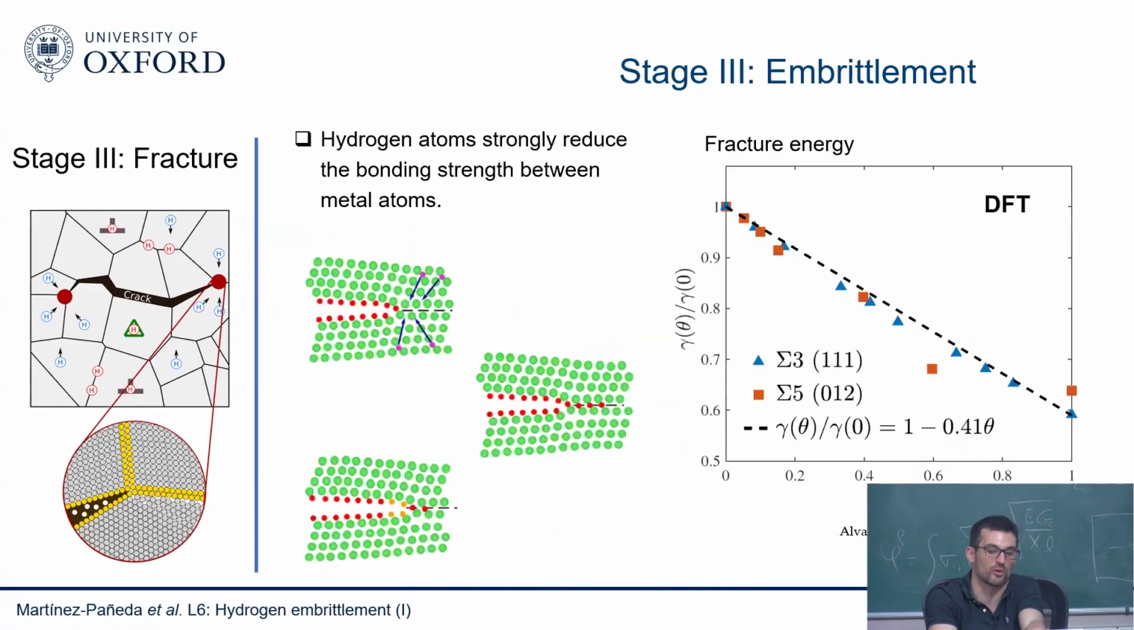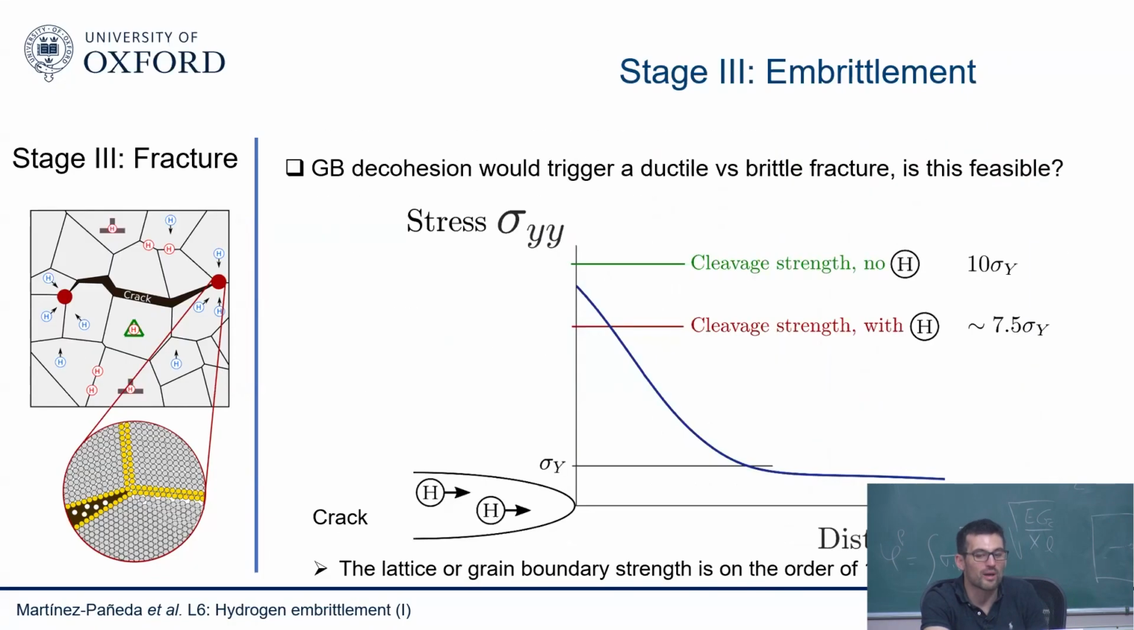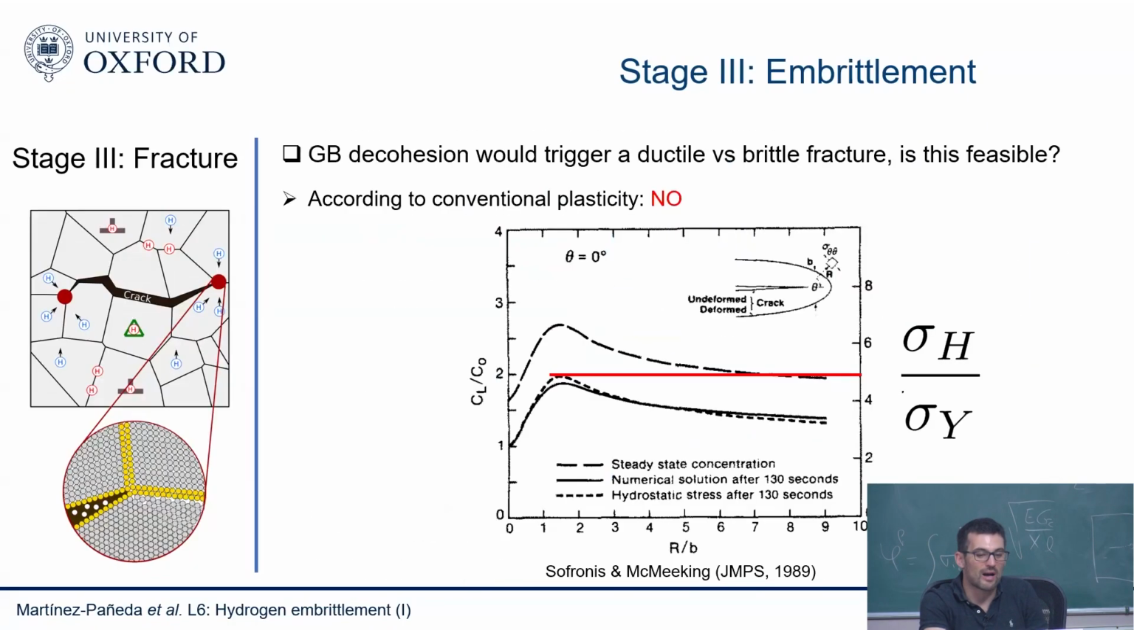I mean, it must be possible because we see it in the experiments. The grain boundary has decohered. But how can we understand this? If you do a conventional plasticity simulation, this is from Sofronis and McMeeking, some of the oldest papers in this area. McMeeking was the first to run finite element simulations of crack tip stresses ahead of a crack in elastoplasticity and finite strains.